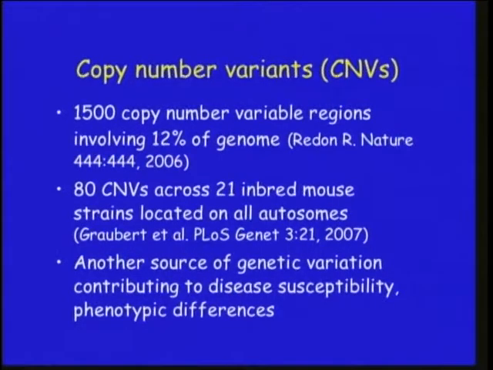Also just recently, 21 different inbred mouse strains were analyzed using a high-density array, and it was found that there are 80 copy number variants between the 21 different inbred mouse strains that are located on all autosomes. So these copy number variants seem to be yet another source of genetic variation, in addition to things like SNPs, that can contribute to disease susceptibility and that make each one of us unique.